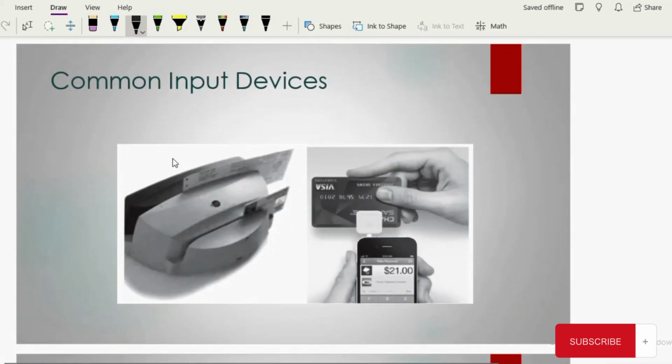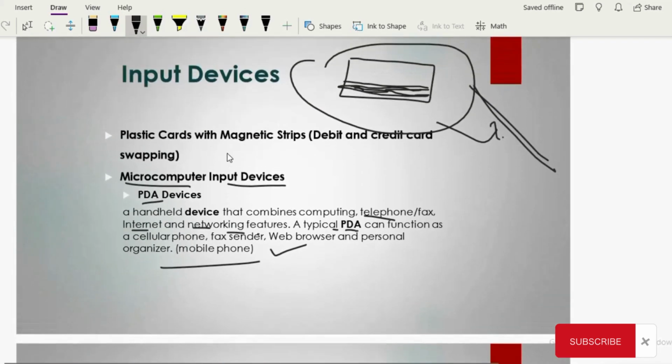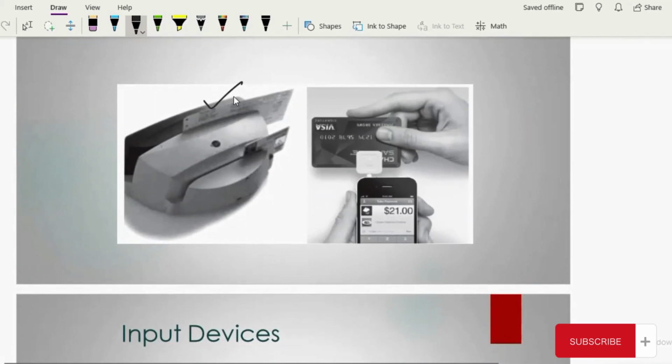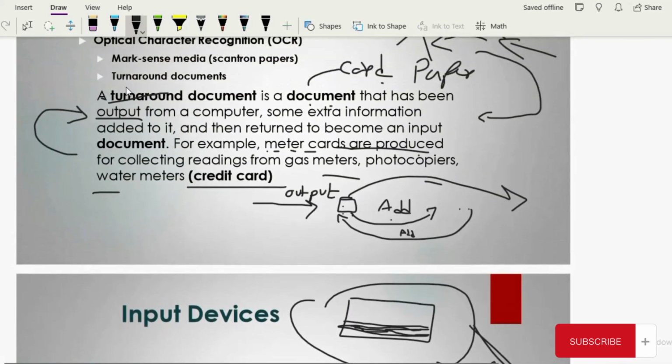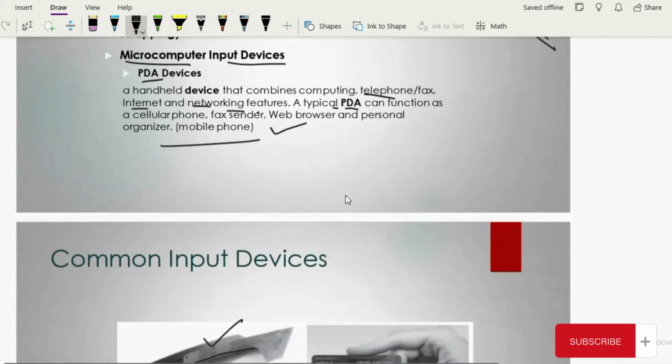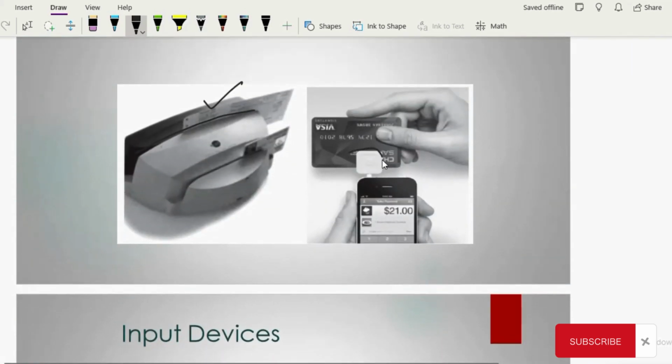I just explained two things in the previous slides. We talked about the plastic card with magnetic strip. Can you see? They are swiping your card because it has a magnetic strip. And I also explained here this turnaround document, where I gave you the example of the credit card where you scan the chip. So see here, you are scanning this chip on your card to bill it.